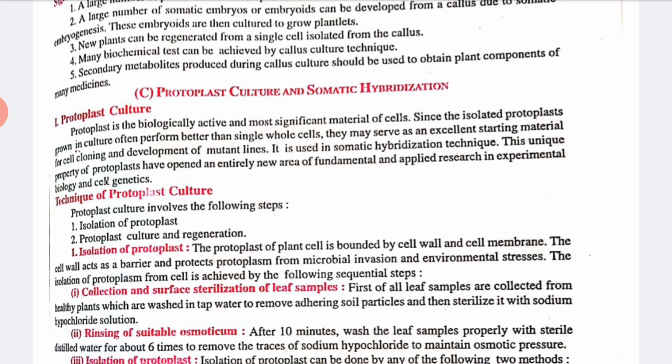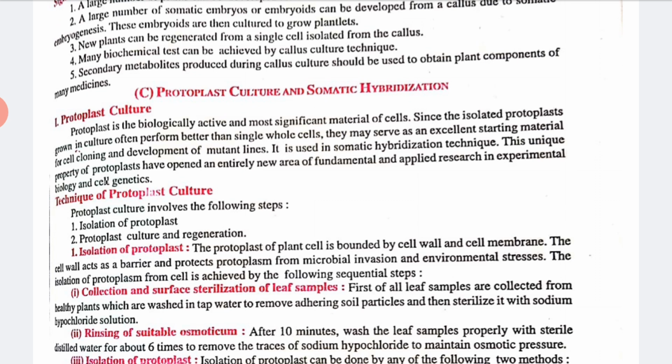Okay, so next we have protoplast culture and somatic hybridization. So what is protoplast culture? Protoplast is a biologically active and most significant material of the cell. Since isolated protoplasts grown in culture often perform better than single whole cells, they may serve as an excellent screening material for cell cloning and development of mutant lines. It is used in the somatic hybridization technique also.